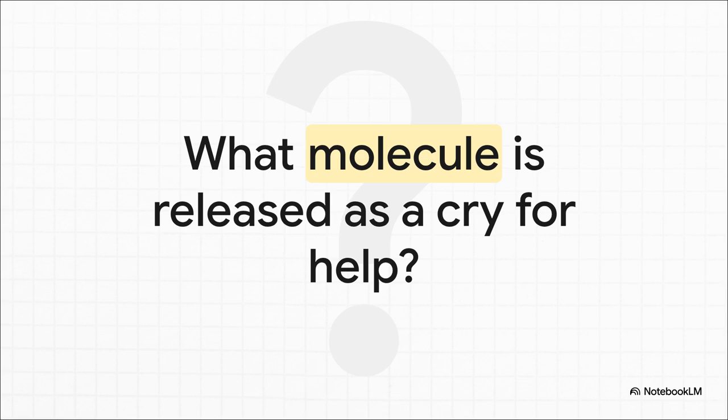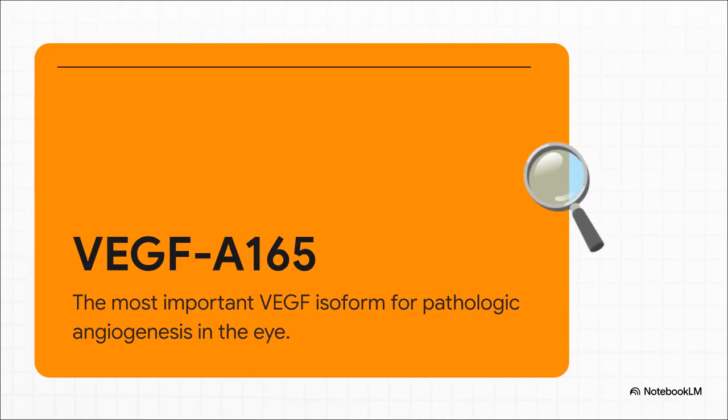I want to pause here for a moment of active recall because this is a classic board concept. When that progressive occlusion starves the retinal cells of oxygen, making them ischemic and hypoxic, what specific signaling molecule do they release as a biological cry for help? Take a second and lock in your answer. If you guessed VEGF, you're spot on. Specifically, VEGF A165. This extracellular signaling protein binds to transmembrane receptor tyrosine kinases to promote new blood vessel development.